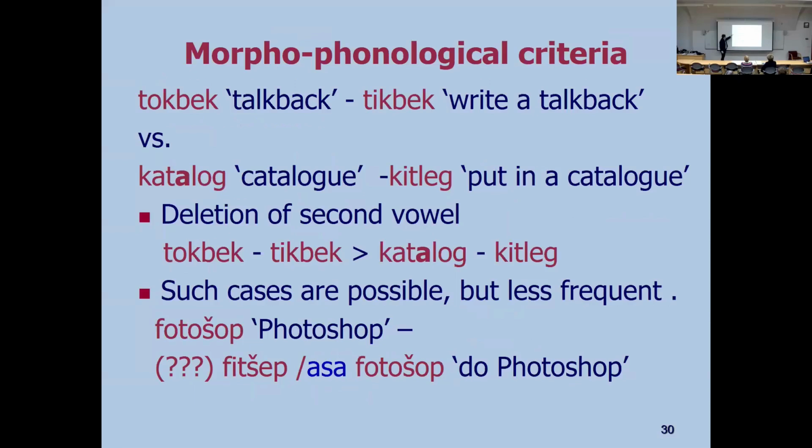If we take a word like catalog, so we have the verb kitleg, to put into a catalog, but what is the price that we pay? We have to drop one of the vowels. Otherwise, it won't adjust to the verbal system. Okay, this is the price that we have to pay.